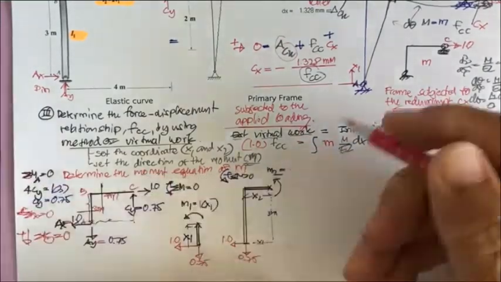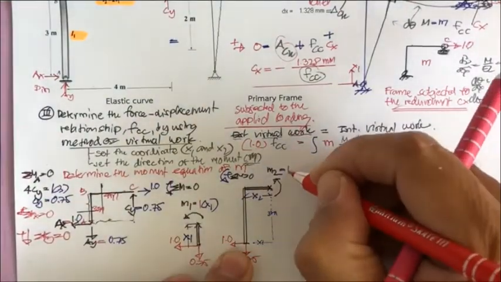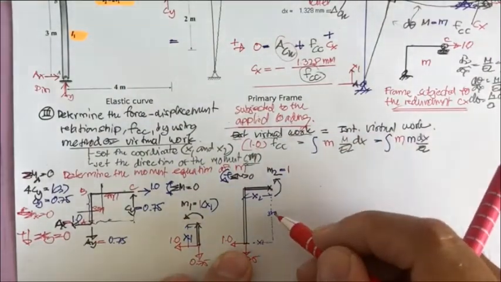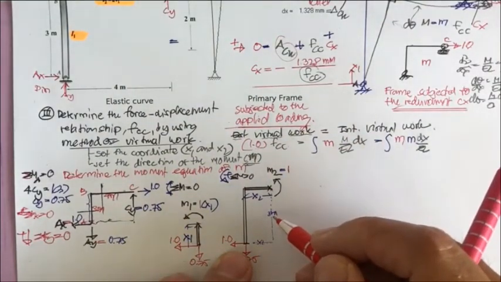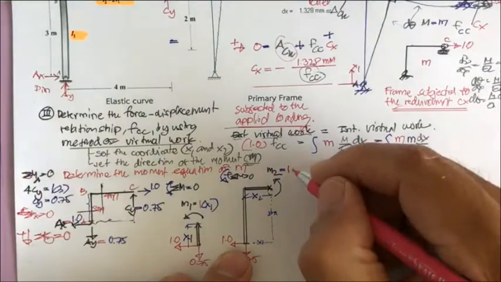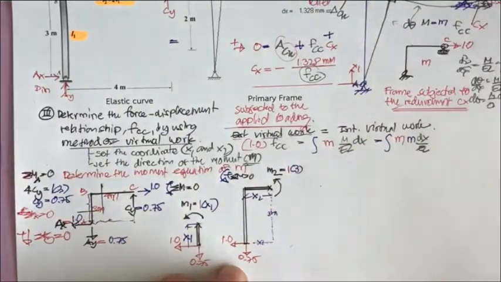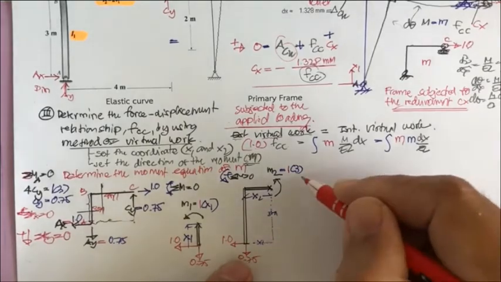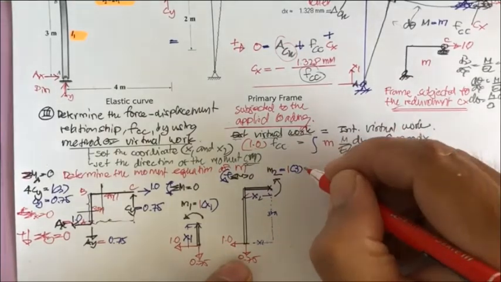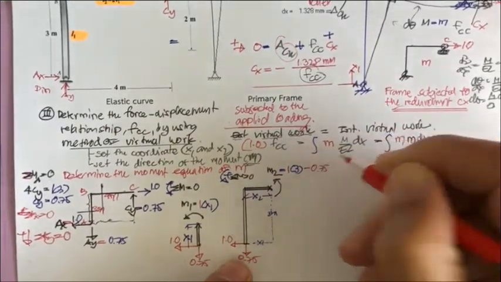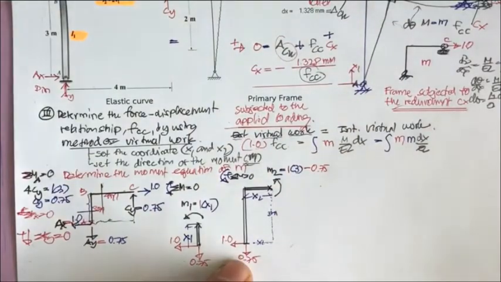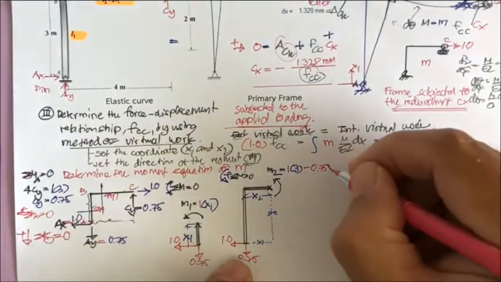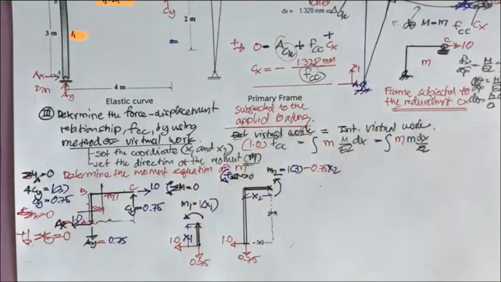So this is going to be 1. 1 times this one, 1 times this is 3 meters, right? So 1 times 3. And this one is going to rotate in the same direction as m2. When you move, this one is 0.75 and this is going to be x2. Okay, that is going to be the equation of m2.